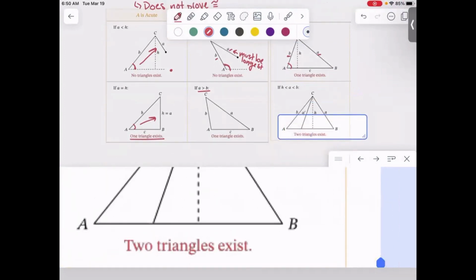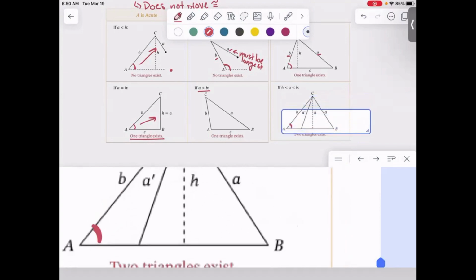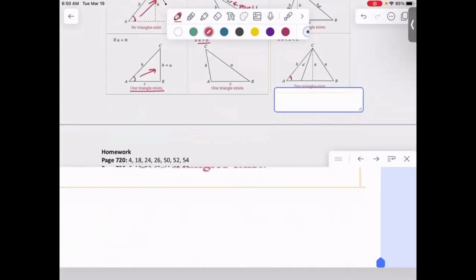The last one is kind of one of the trickiest ones to understand, I would say. Once again A is acute. So if A is acute and A is greater than my height, but less than my side B, then we have something where two triangles can exist.